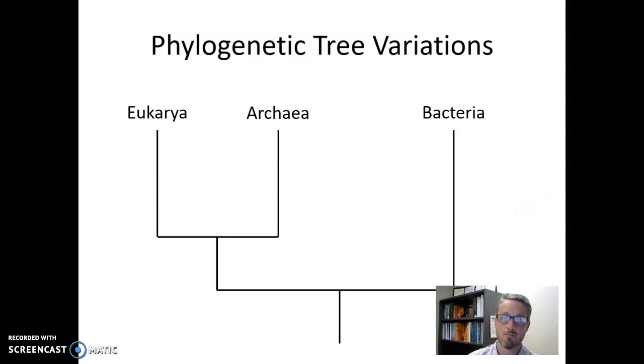So again, I just encourage you not to pay attention to the order of names or the shapes of the lines. Find the branch points, count the branch points between organisms you are trying to understand, and then use the number of branch points to help you understand the relative relationships between organisms.